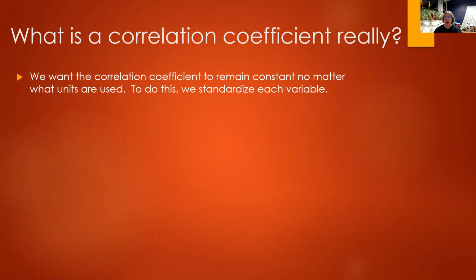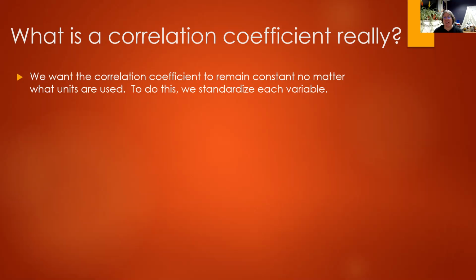Okay, so one important thing that we want out of a correlation coefficient is that we want it to remain constant no matter what units we are measuring in. So if I was measuring in miles per gallon and I wanted to switch to kilometers per hour, I don't want the strength of the relationship to change just because I used different units. That doesn't make it a very helpful measurement.